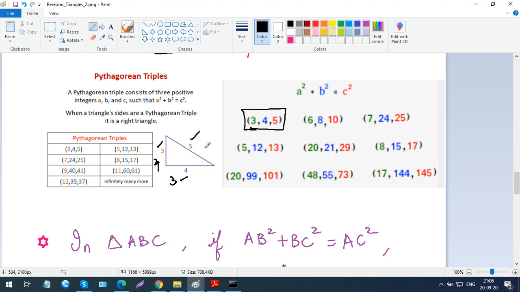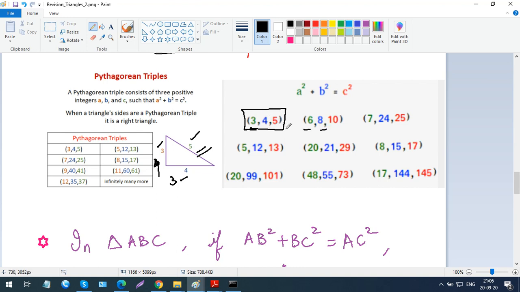Okay, that always 5. So 3 4 5 is one triplet. Now based on this, you again have 6 8 10. 6 8 10 is actually from this 3 4 5 only. How did I get it? I have just multiplied all the three numbers with 2. So 3 2s are 6, 4 2s are 8, 5 2s are 10.